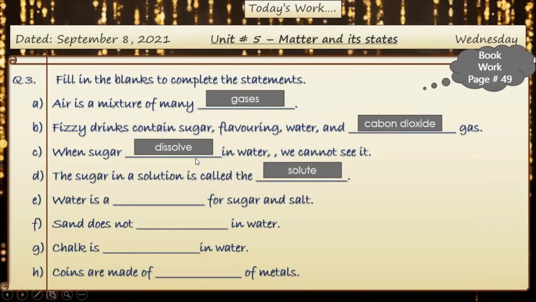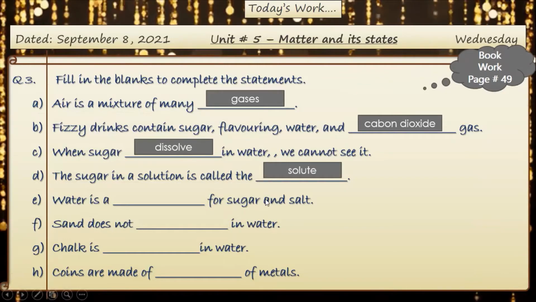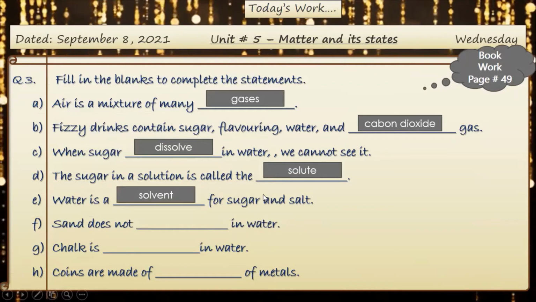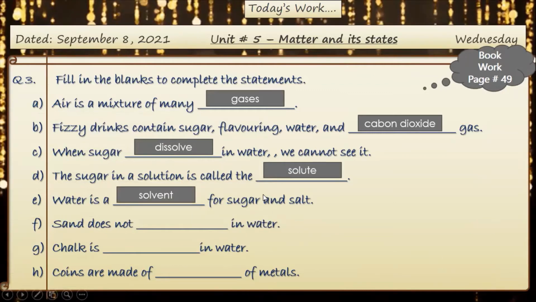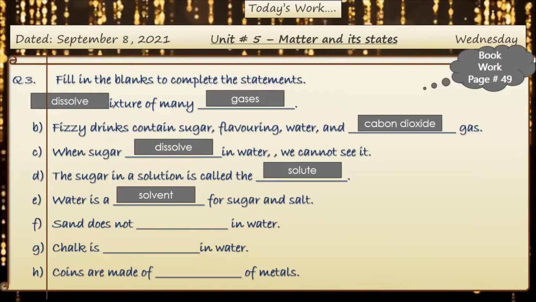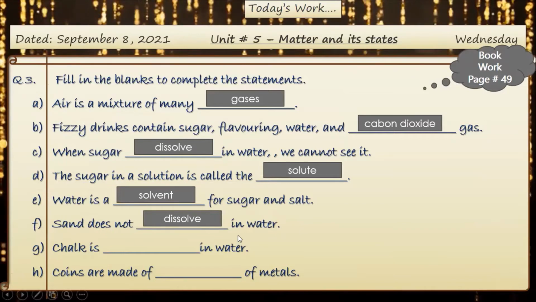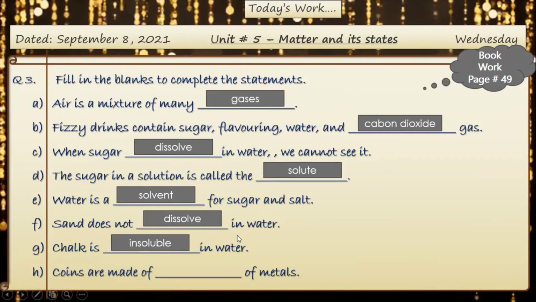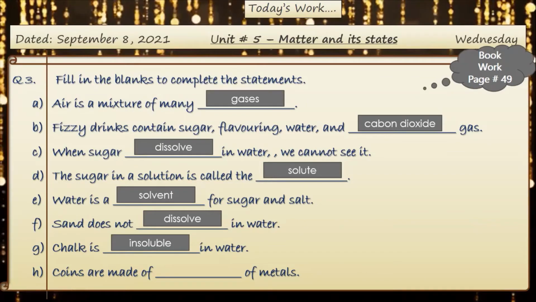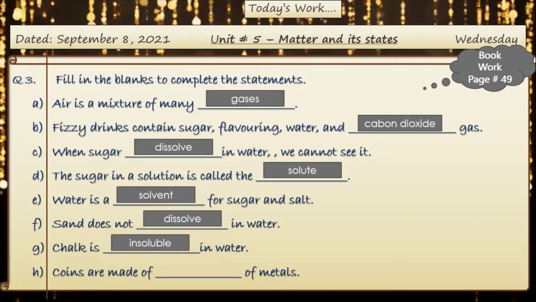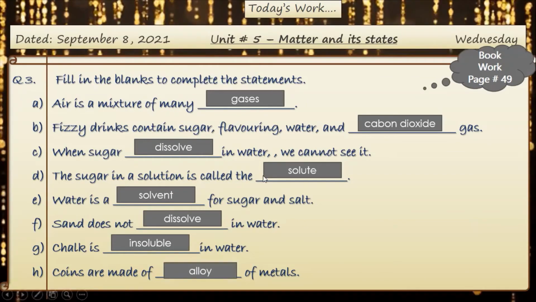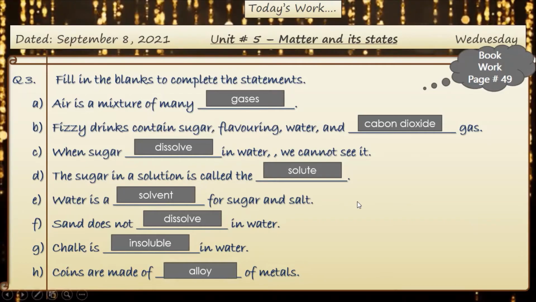The sugar in a solution is called the solute. Water is a solvent for sugar and salt. Sand does not dissolve in water. Chalk is insoluble in water. Coins are made of an alloy of metals. So that will be all for today, students.